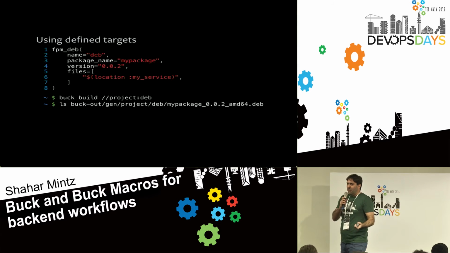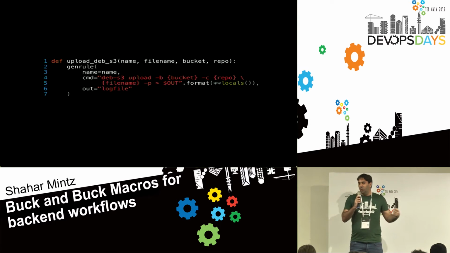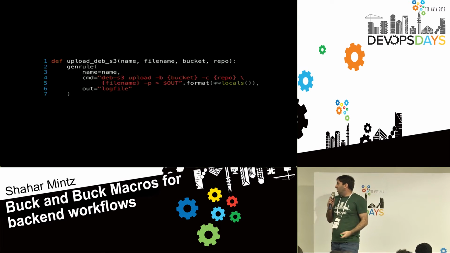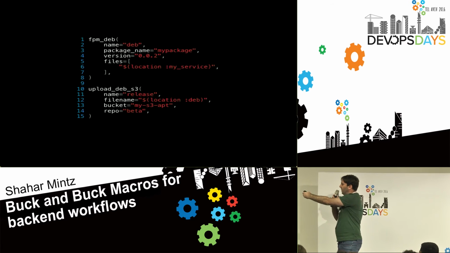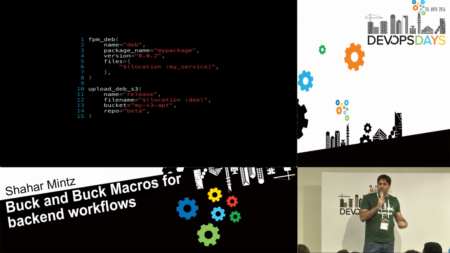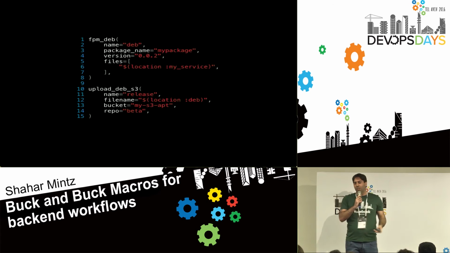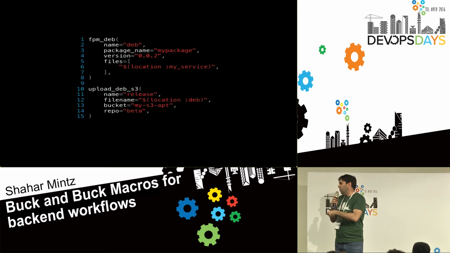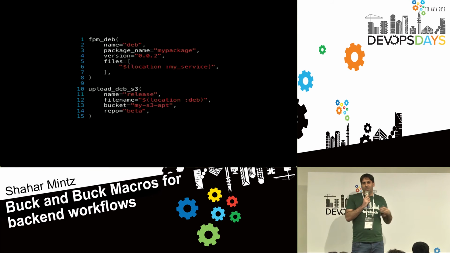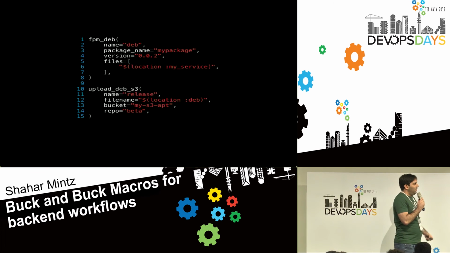After that, you can use a process to upload it to S3. And again, you will just define the deb file, define the dependency with S3, and when you run buck build, upload to S3, it will just do the entire process. Build, test, package, and upload to S3, and there you go.